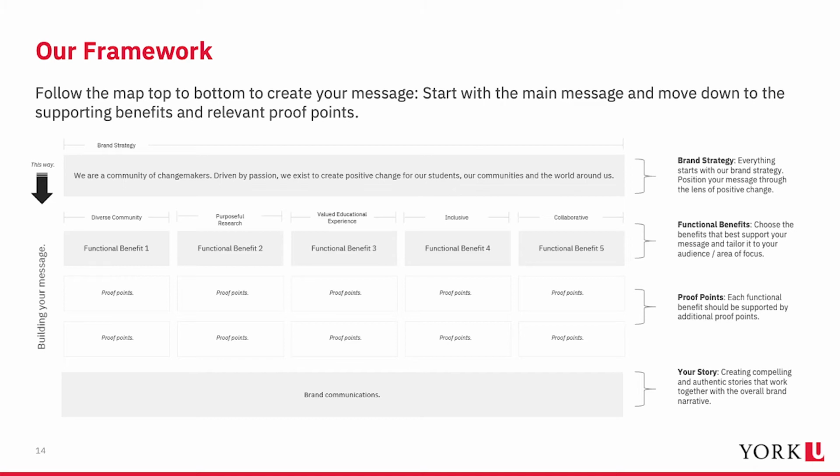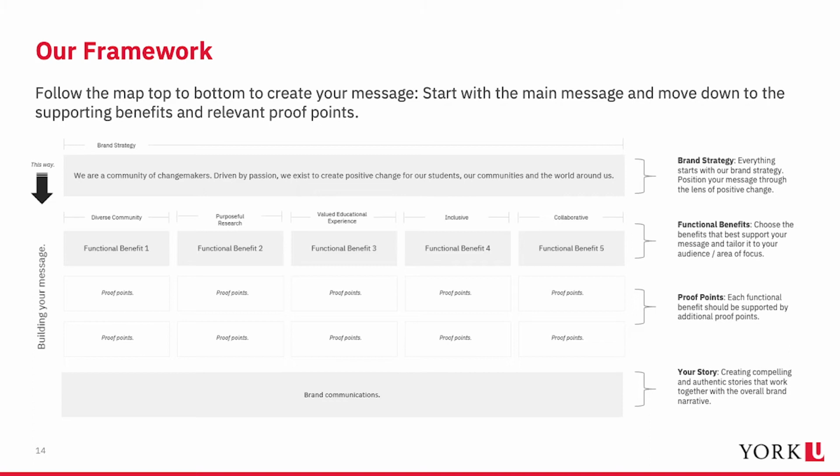Ultimately, how this works is that any story or piece of communication starts with the brand strategy, positioning your message through the lens of positive change. To add more value, context, or focus to any piece of messaging, you have to choose the functional benefits that support your message and tailor it to your audience or area of focus. We're going to go into more detail for each of these 5 functional benefits in the next couple of slides.